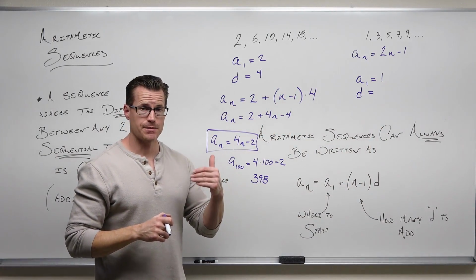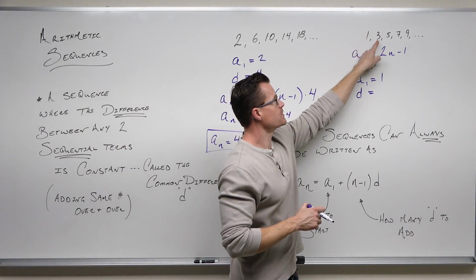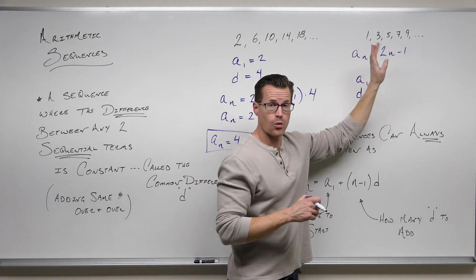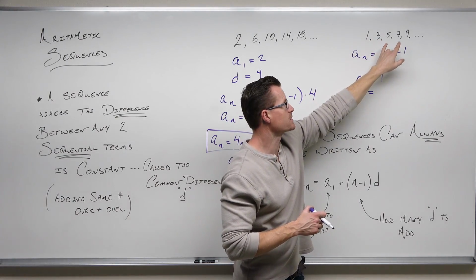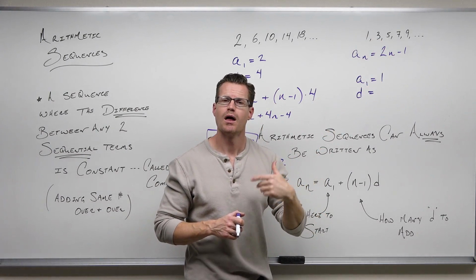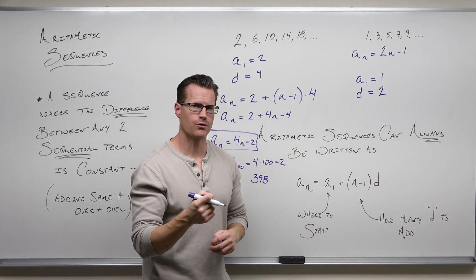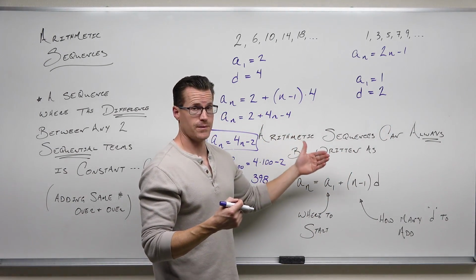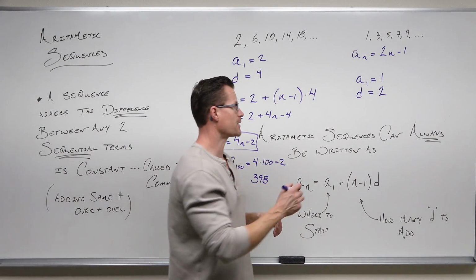I'm adding the same number over and over and over again. 1 plus 2 plus 2 plus 2 plus 2, or take any 2 numbers and subtract. 3 minus 1 is 2, 5 minus 3 is 2, 7 minus 5 is 2, 9 minus 7 is 2. That's a common difference. I'm adding 2 over and over and over. Well, if we have a first term and we can identify a common difference, it is arithmetic.